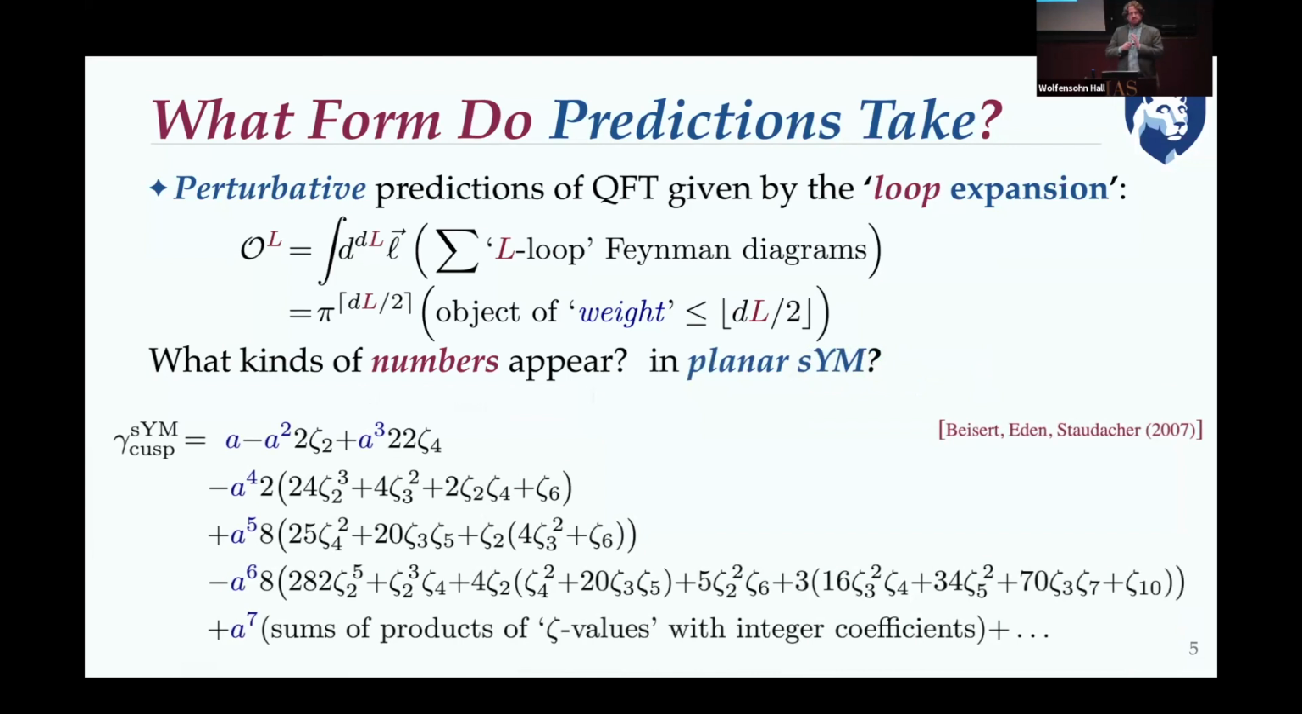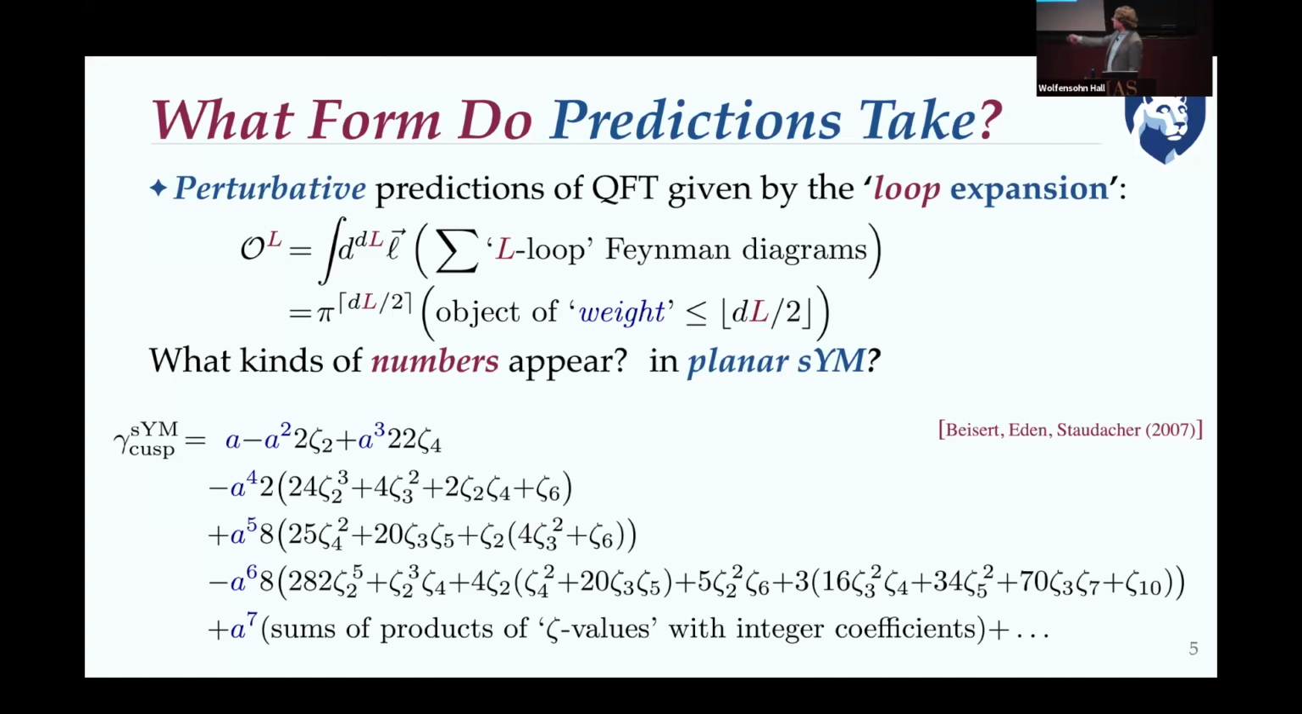What about planar maximal supersymmetry? One of the simplest things you can calculate is the cusp anomalous dimension for 2-to-2 scattering. And here, I think everybody will agree, these are beautiful numbers, at least. At every order, you have a sum of products of zeta values, with integer coefficients, if you properly normalize the thing. And this goes on to all orders. So this is clearly very beautiful.